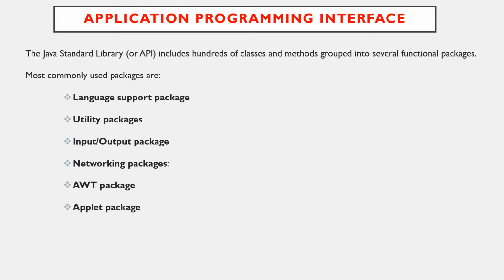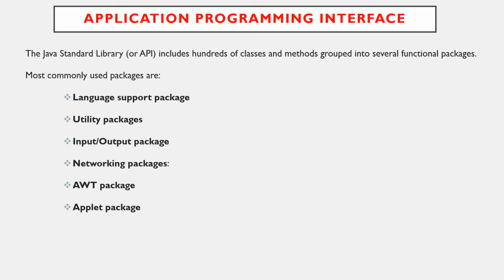Third one, input and output packages. The input and output package is a collection of classes required for input and output manipulators. Next thing is networking packages. In networking packages, it has a collection of classes for communicating with other computers via the internet. So all of this together we can call networking packages.